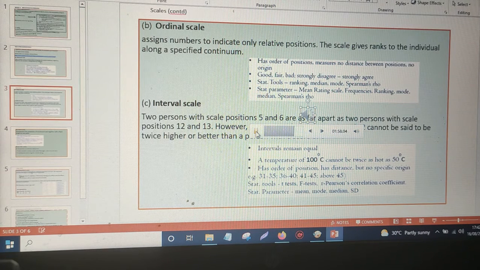It has order of position, it has distance, but no specific origin. It can start from anywhere, but their intervals are equal: 31 to 35, 35 to 40, 40 to 45, and so on. Statistical tools amenable to interval data include t-test, f-test, Spearman's correlation coefficient, and statistical parameters include mean, mode, median, standard deviation, and so on and so forth.